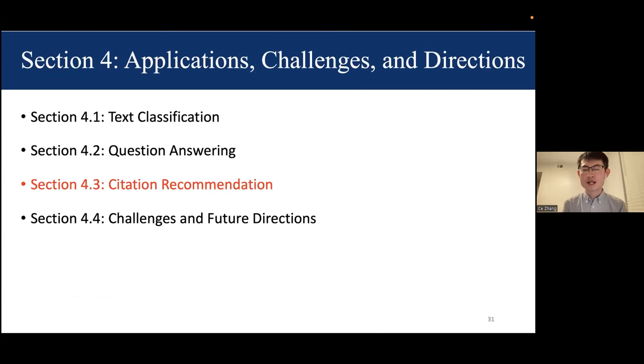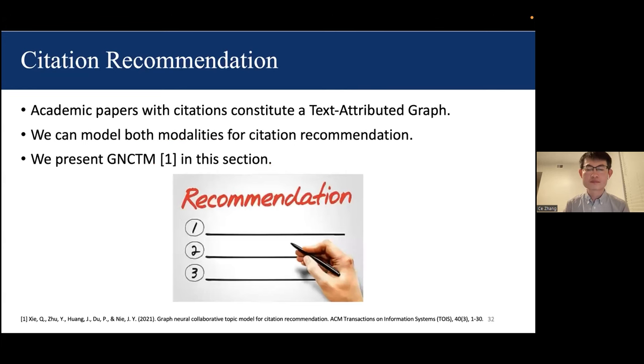Now let's look at the third application, which is citation recommendation. So when we write academic papers, we usually need to cite other related papers. So is it possible that when we write a sentence or a paragraph, the system automatically provides some citation recommendations to us so that we don't need to manually search on Google Scholar? The answer is true. This is called citation recommendation.